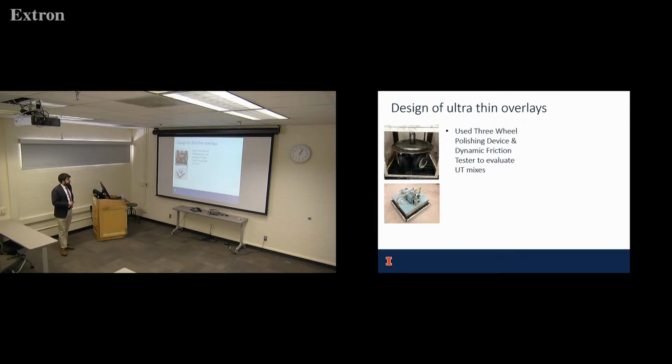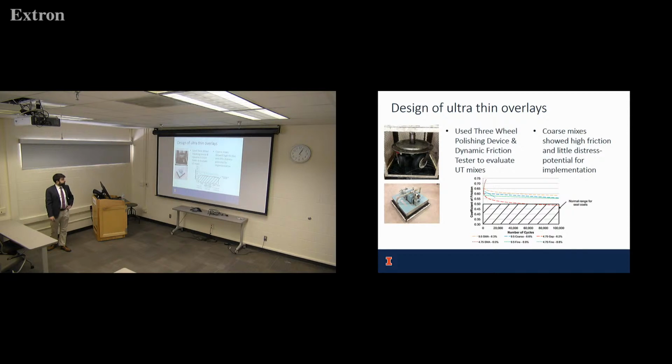we did 3-wheel polishing tests. We just polished and measured the friction with a dynamic friction tester every certain number of cycles. And what we found, this is the normal coefficient of friction for chip seals, or seal coats, whatever you want to call them. 3 of 6 mixes lasted the whole 100,000 cycles in terms of not having any raveling or bleeding. And even after 100,000 cycles in the 3-wheel polisher, they also ended up having a better coefficient of friction than what we typically see for chip seals.